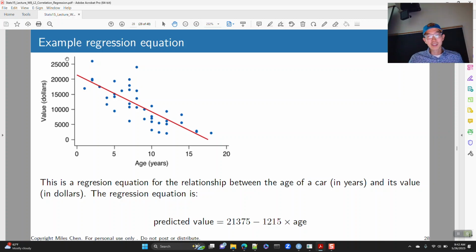And so, this is a new car. This is like your 2023 Honda Civic or something. And then a 10-year-old car would be a 2013. A 15-year-old car would be a 2008 vehicle or something like that. And what we see is just an overall negative trend. And if we were to predict the value of the car, we might say, okay, a new car is 21,375. And then for each additional year, in terms of its age, our predicted value drops by $1,215, okay?